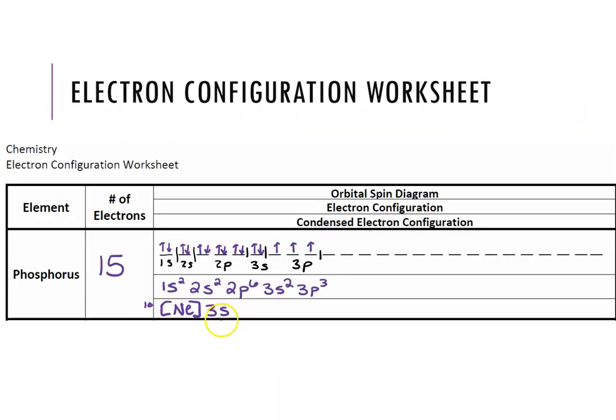And so then I find 3s on my diagram that gives me the energy order, and then I just fill in starting from 3s. So 3s2, that gives me 12, and then 3p3 will give me 15. All right, so for each of the problems that are on the front of that worksheet, we're going to first figure out the number of electrons, fill in the orbital diagram, do the electron configuration, and then do the condensed electron configuration. Okay, so that's how we do the worksheet.